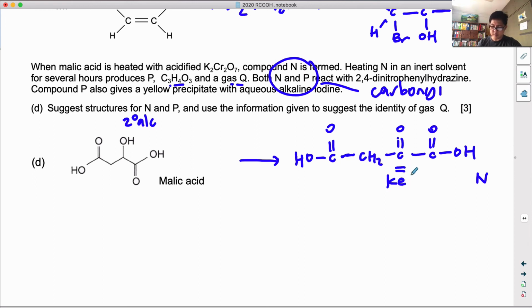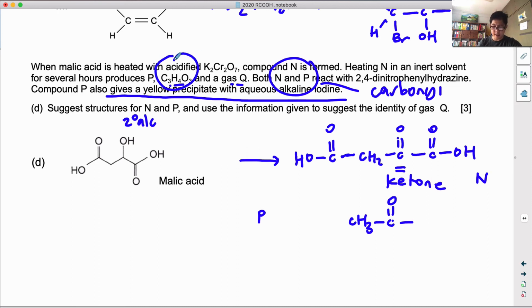This is a ketone. Okay, so P also gives a yellow precipitate with aqueous alkaline iodine. All right, so let me try to draw P. So it's a ketone, it's a carbonyl, and it gives a yellow precipitate with aqueous alkaline iodine. I'm trying to draw P now. Since it's a carbonyl and it can give you a positive iodoform, it should look something like this. If you look at the molecular formula of P, it is C3H4O3, right? So I have drawn 2 carbon already, so I need to have 1 more carbon.